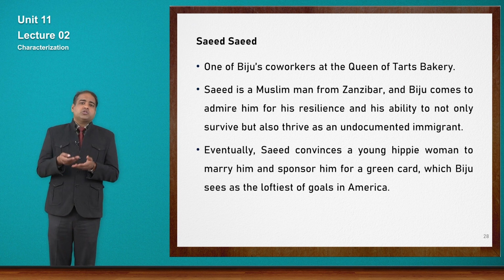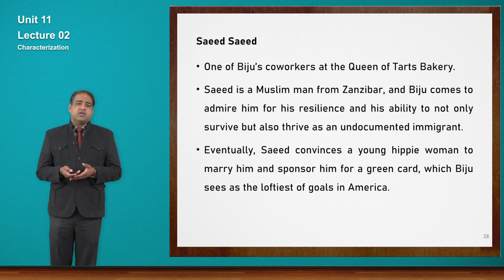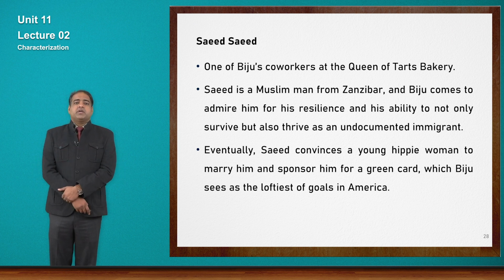So, Saeed was also working as a servant in that Queen of Tarts bakery with this person, Biju, and they had a friendly relationship with each other. Biju used to appreciate him because he was also an undocumented immigrant like Biju.